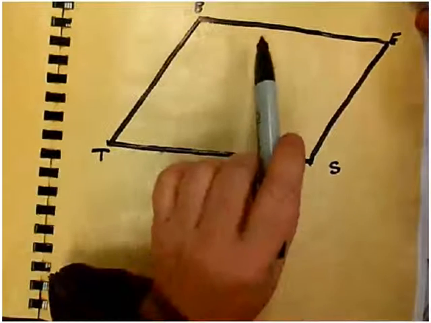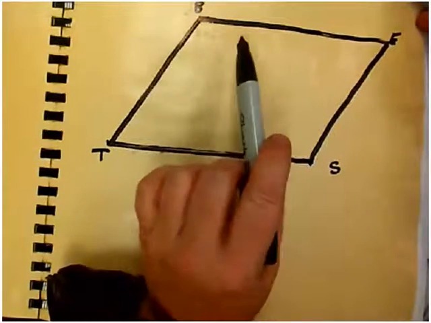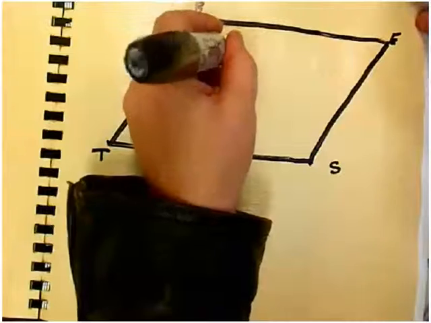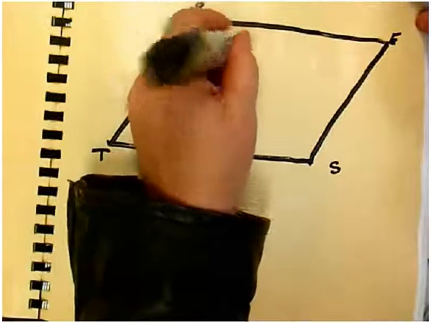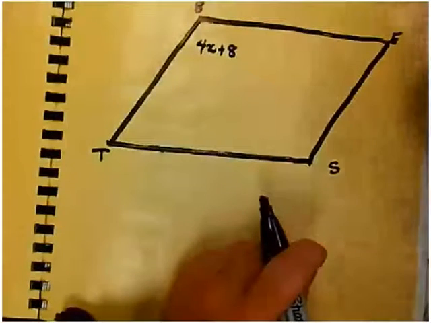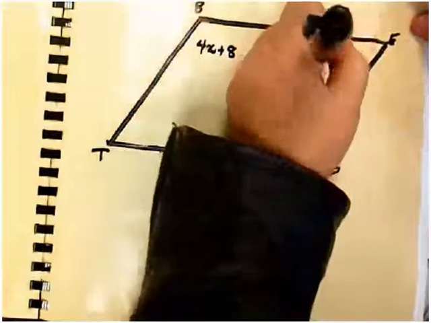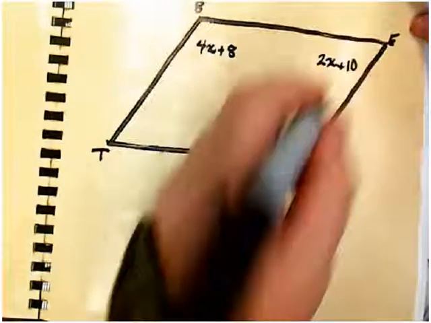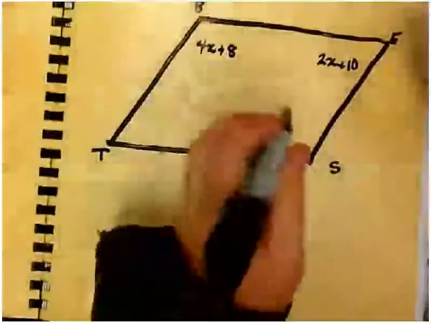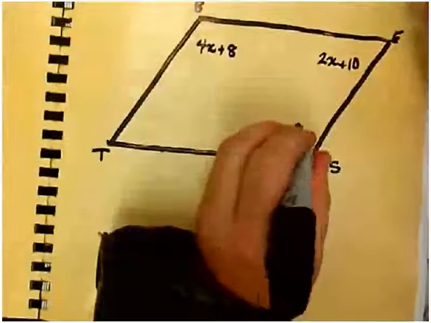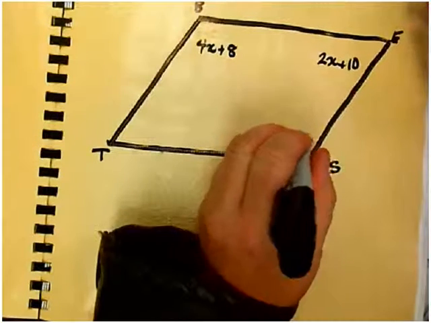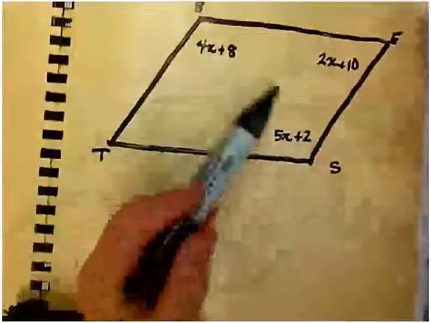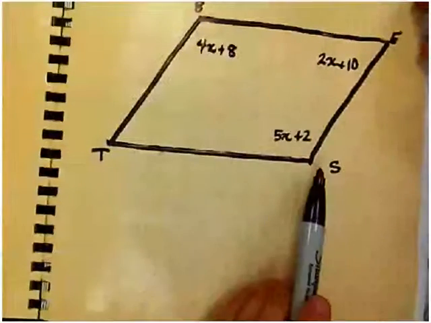In the top left-hand interior of our parallelogram, they're saying that that is 4x plus 8. In the top right-hand interior angle, they're saying that that is 2x plus 10. And in the bottom right-hand corner, they're saying that's 5x plus 2. So they're asking you to find the value of x so that BE is parallel to TS.